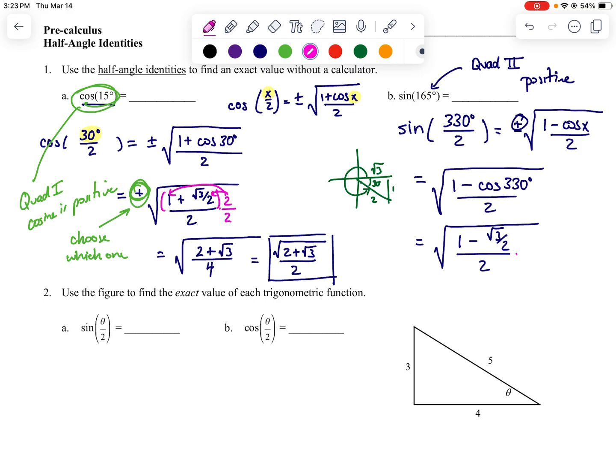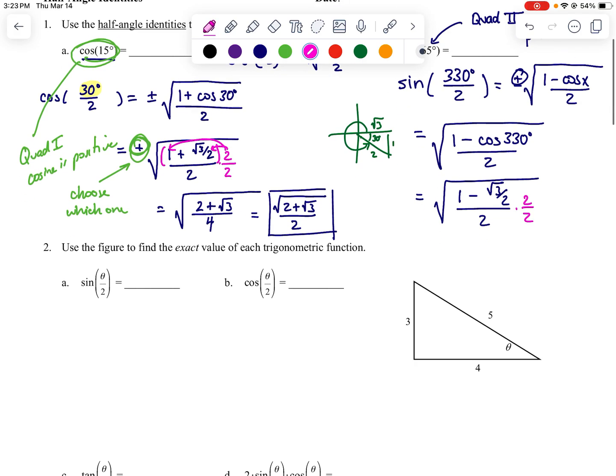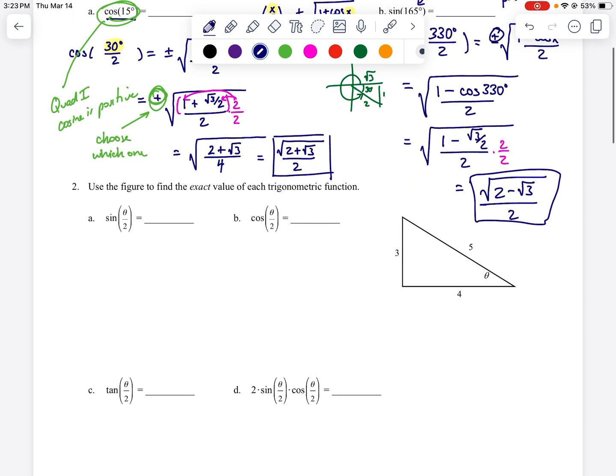I can do the same thing I did before, multiply by 2 over 2 underneath that radical. That's going to simplify things down for me. So I've got 2 minus radical 3 all over 2 times 2 is 4. The square root of 4 is 2. And I get a very similar answer to my last problem. Right? Okay. So that's one way we can use the half angles.